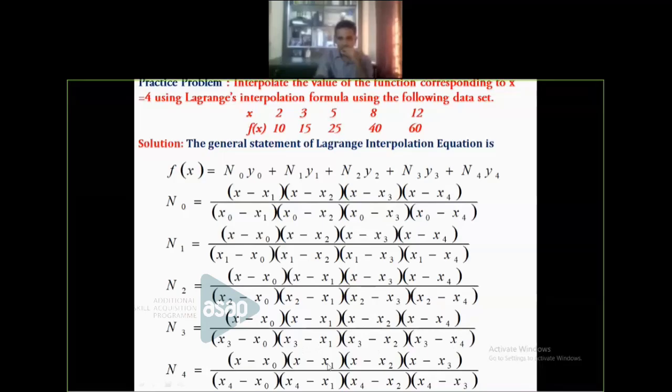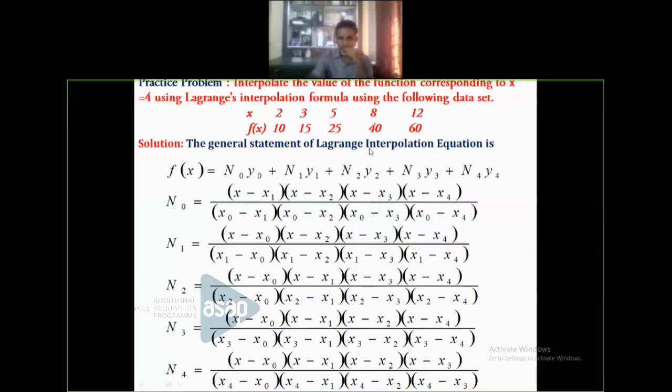It is the same for the fifth polynomial, N4. Look at this. The last term (x minus x4) is not there. You have every other term up to (x minus x3). The denominator is (x4 minus x0), (x4 minus x1), (x4 minus x2), (x4 minus x3). So we have got a polynomial set that gives a general Lagrange interpolation equation over this entire data set.